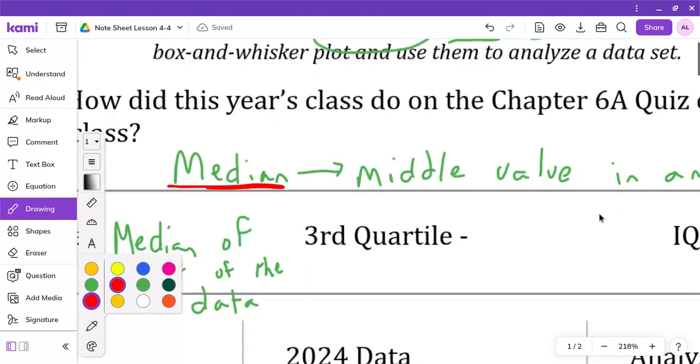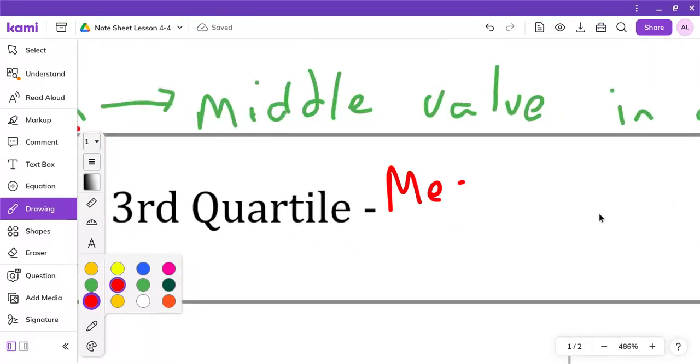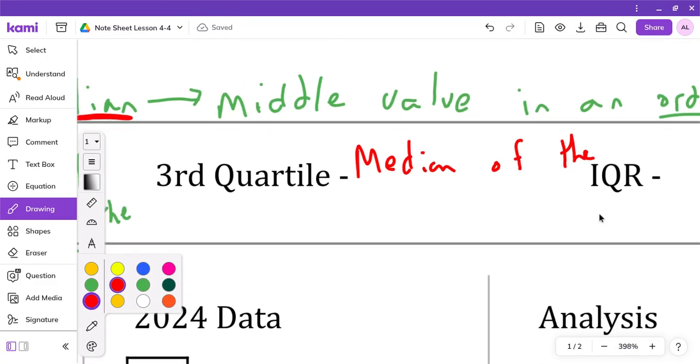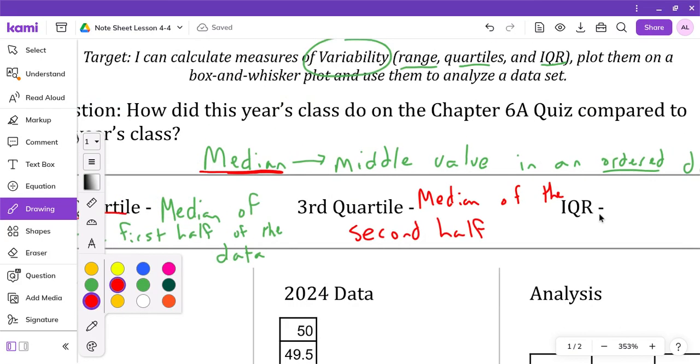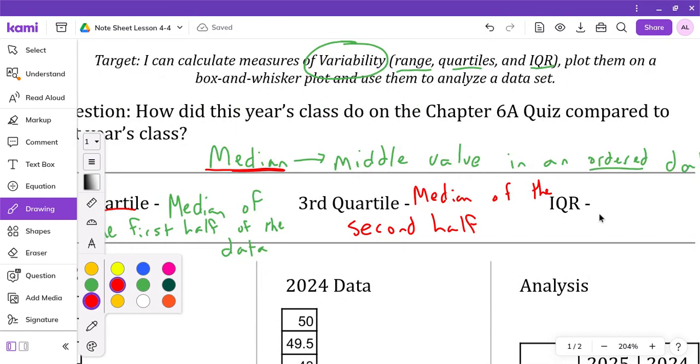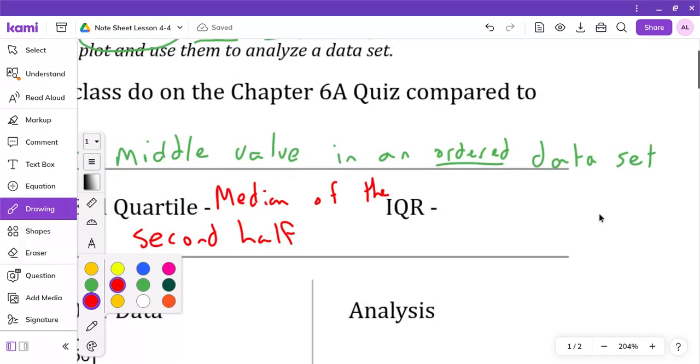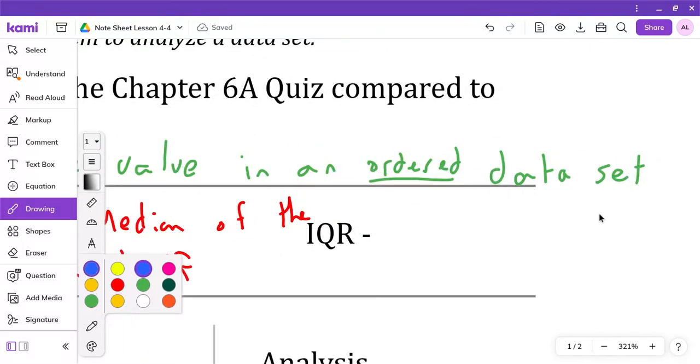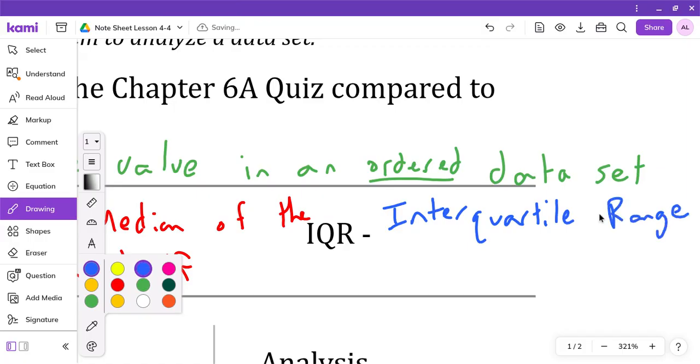Third quartile then logically is the median of the second half. So if we're splitting it into fourths, then each quartile is 25% of the data. IQR stands for interquartile range. Now the range between two things is the difference between those numbers.